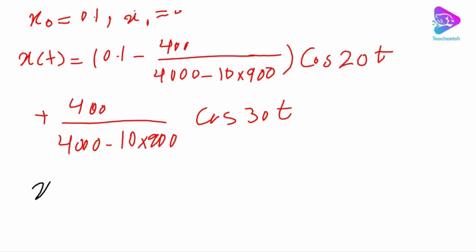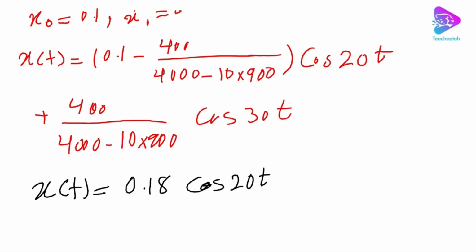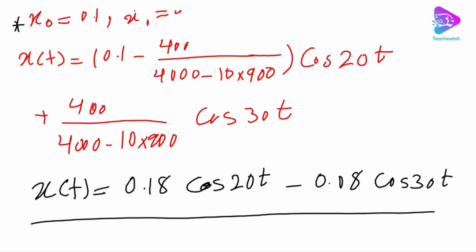So we have x(t), if we simplify the above equation, is 0.18 cos 20t minus 0.008 cos 30t. So for these initial conditions, this is the total response of the system, right? So we will be able to find the explicit expression for x(t).